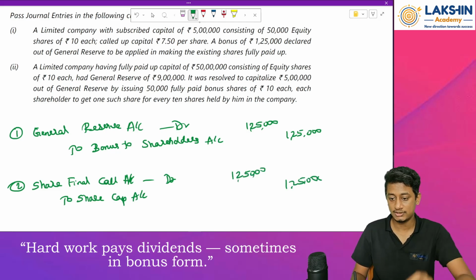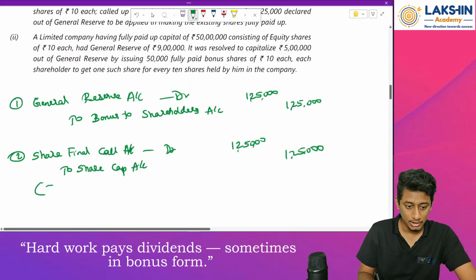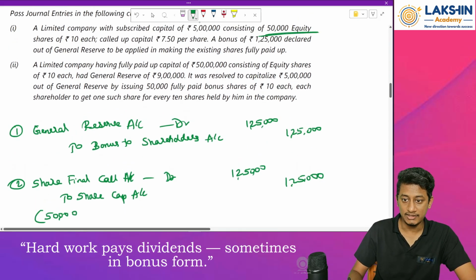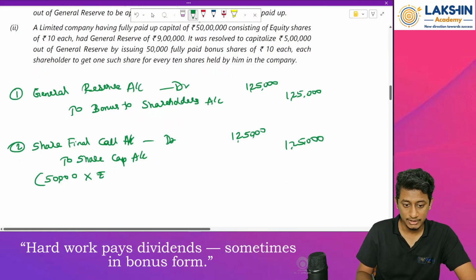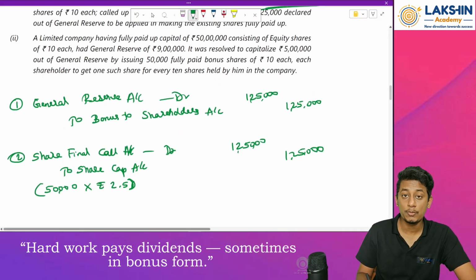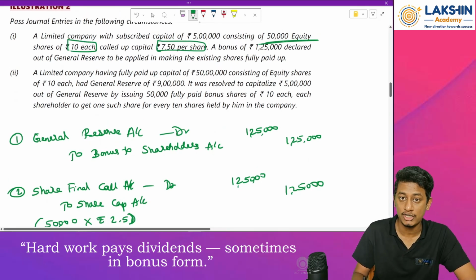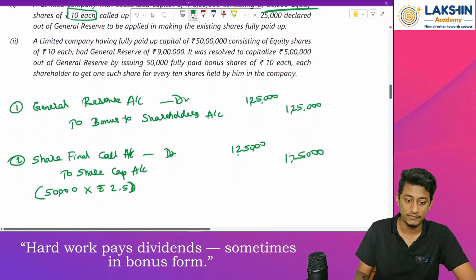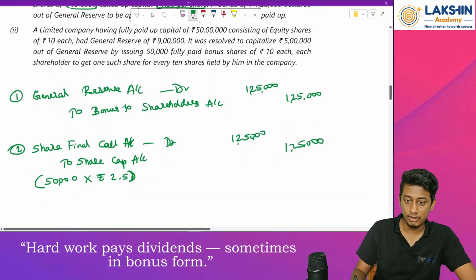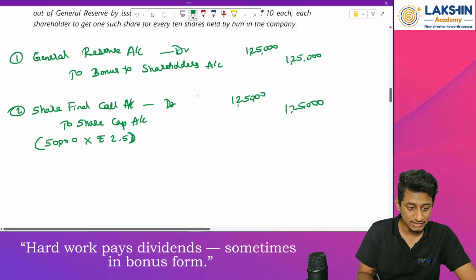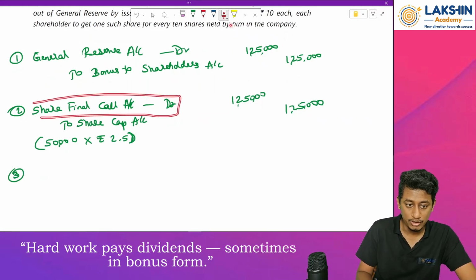How do I know this? 50,000 equity shares as per the question. See, 50,000 equity shares into rupees 2.5. Why rupees 2.5? Because 10 rupee was the nominal value of share minus 7.5 per share is already called up. So remaining amount is how much? 2.5. So this will give you rupees 1,25,000.